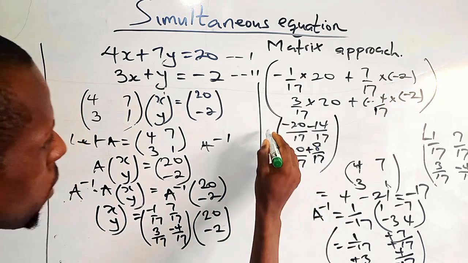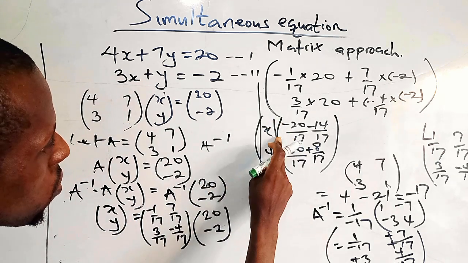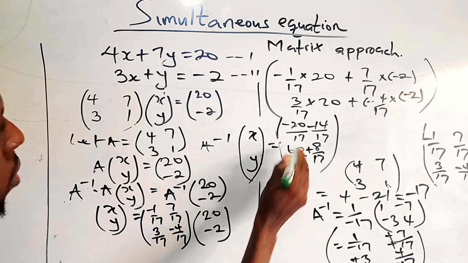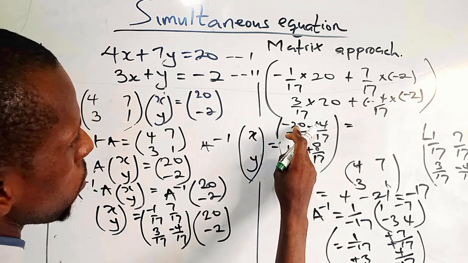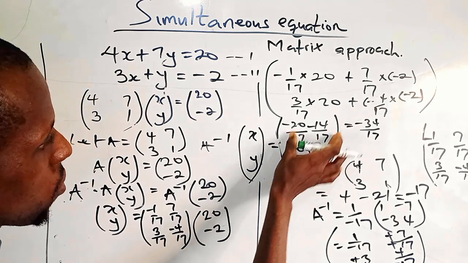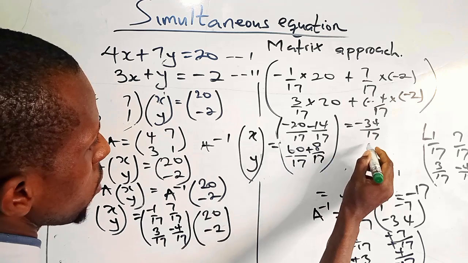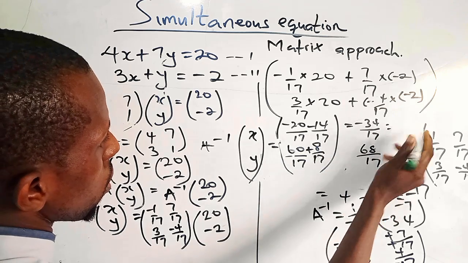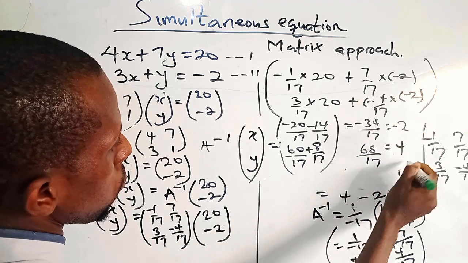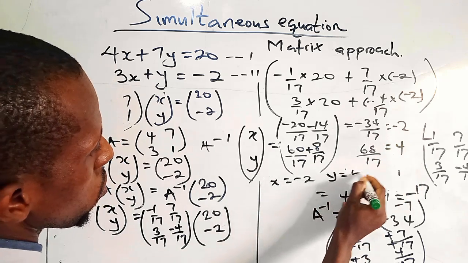So from here, we can easily determine our x and y, which is this equals, here we have x, y. So for x, when we resolve this, we have minus 34 over 17 for the upper row. For the down row, we have this to be 60 plus 8 is 68 over 17. So when you divide this, you have this to be minus 2. When you divide this, you have this to be 4. So that means x equals minus 2, y equals 4.